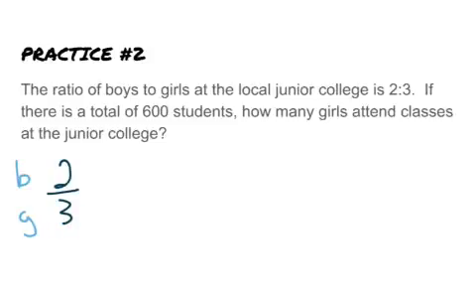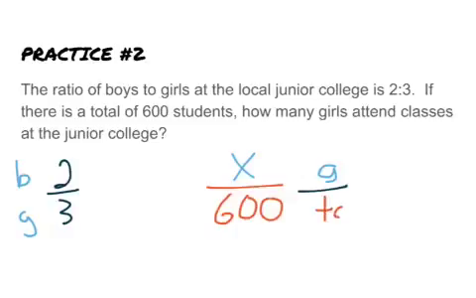However, remember that in any ratio, if you have 2 parts, you also have a ratio of part to total. So let's think about what we're given. We're given a total of 600 students, and we're asked to find how many girls attend classes. So we're trying to figure out the number of girls. So let's identify this. This is girls, and this represents total. Well, what ratio do we need to use in order to set up this proportion? Well, we need to use what we know about the number of girls compared to total students.